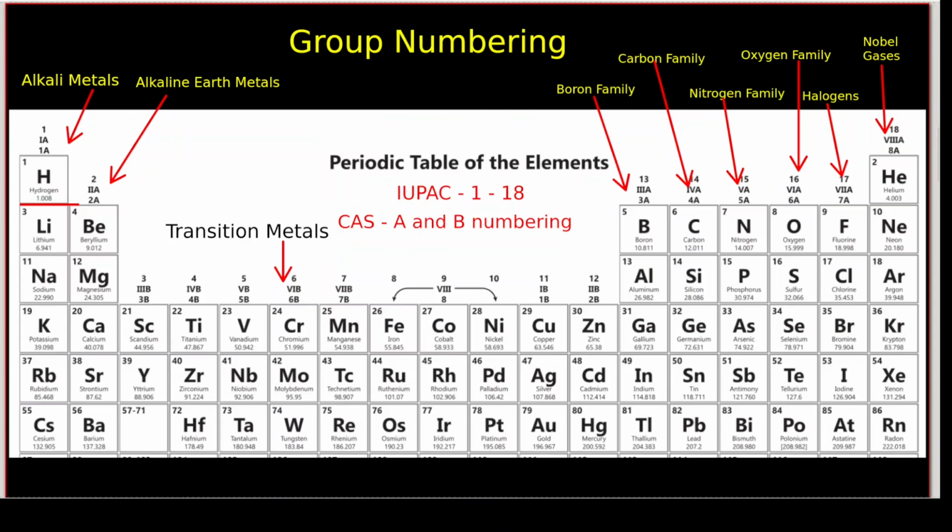And the next group, group 8, is a triad. This is a unique group containing iron, cobalt, and nickel to form the triad.